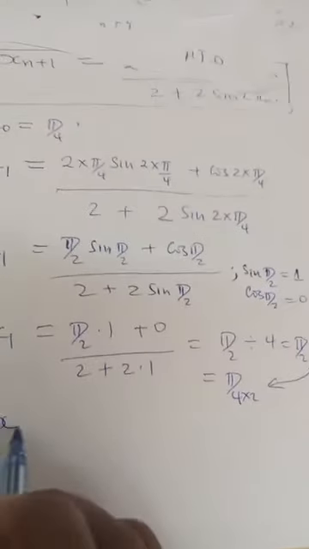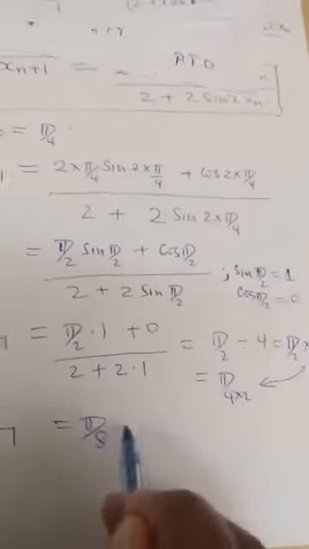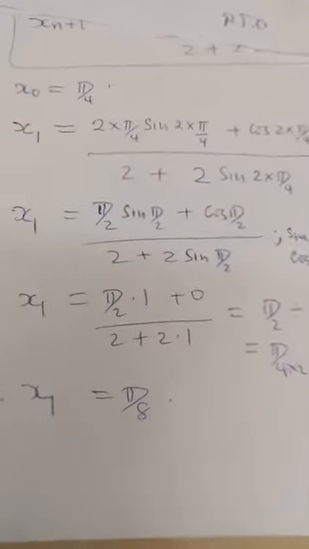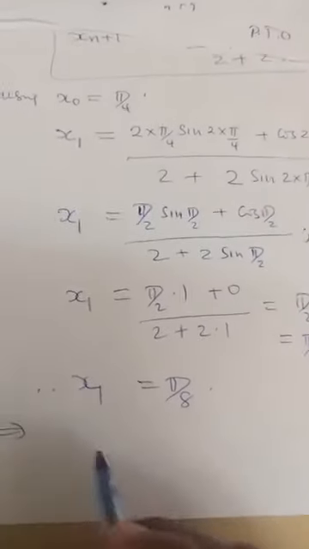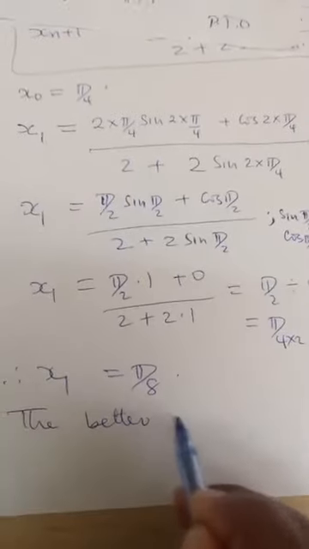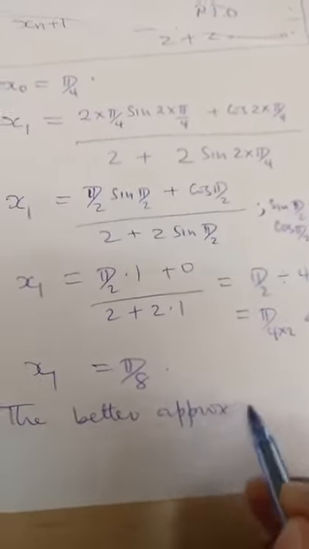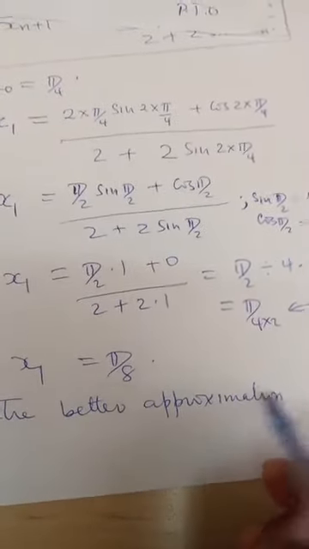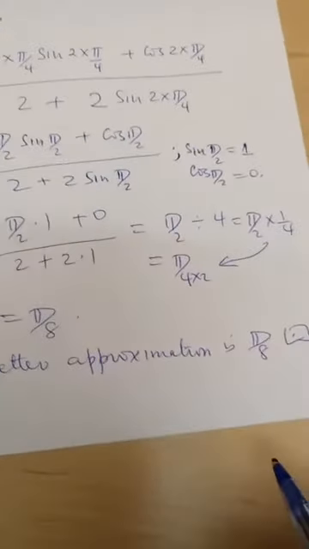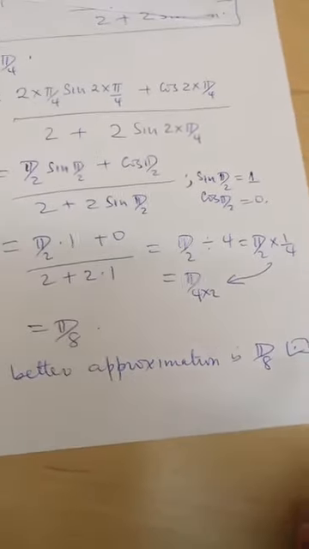Therefore, our x1 becomes pi out of 8, and since this is the value they had asked us to get, we can conclusively say the better approximation, therefore, is pi out of 8 as required.